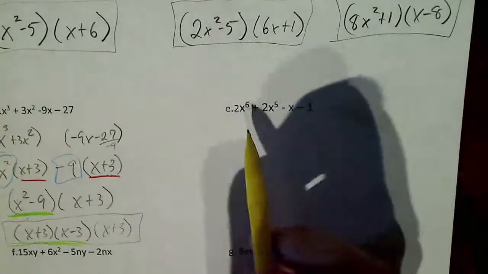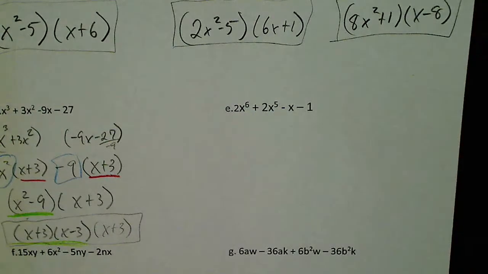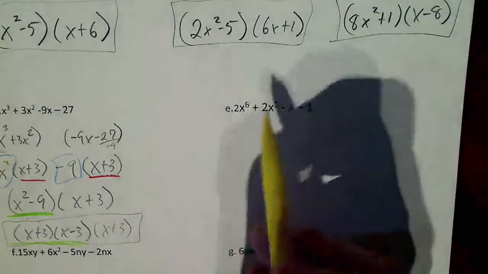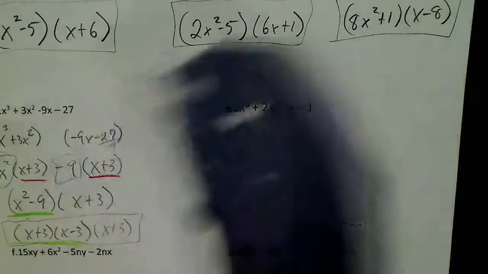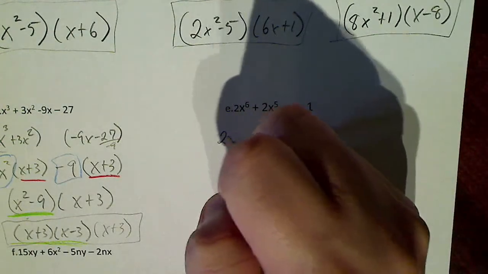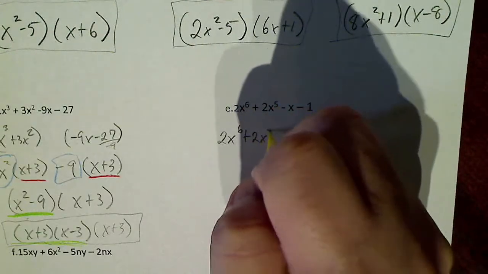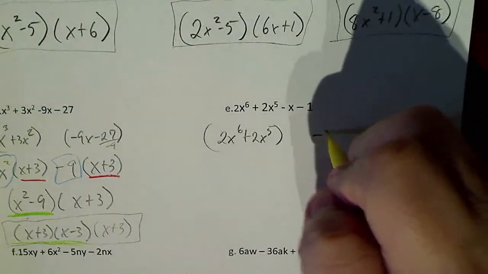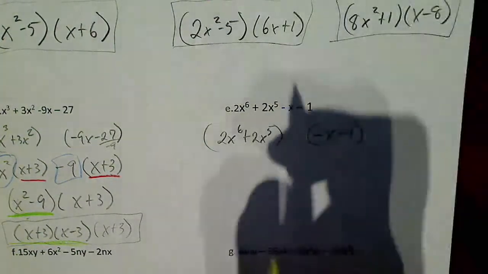Okay. So what happens when you have higher degrees like these with 6 and 5? You don't change anything up. Because there are 4 terms, again, I'm going to do the same thing I've been doing, where I'm going to group the first two together, and I'm going to group the second two together, and then I'm still going to do my GCF.